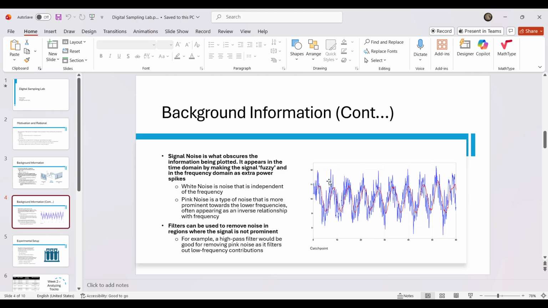Now, talking about noise, we have a really noisy signal in the time domain here. We have two types of noise. White noise is a noise that is independent of the frequency, and pink noise is noise that is more prominent in lower frequencies and kind of follows an inverse relationship. So we can use filters to help remove these noises. For example, a high-pass filter would be useful for removing pink noise, as pink noise is predominantly lower frequency.